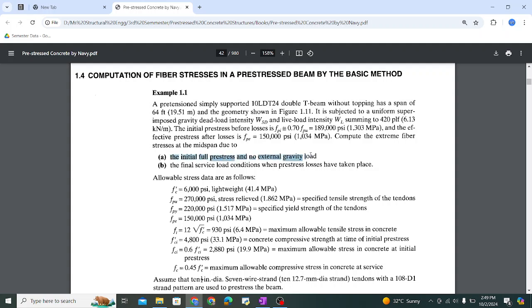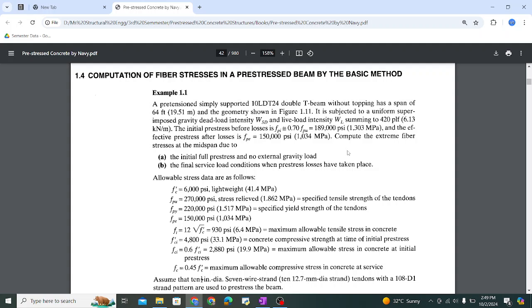There are two conditions. First, we will apply initial full stress with no external gravity loads. And the second condition, we will compute the extreme fiber stresses at mid-span with the final service load condition, when pre-stress losses have taken place.